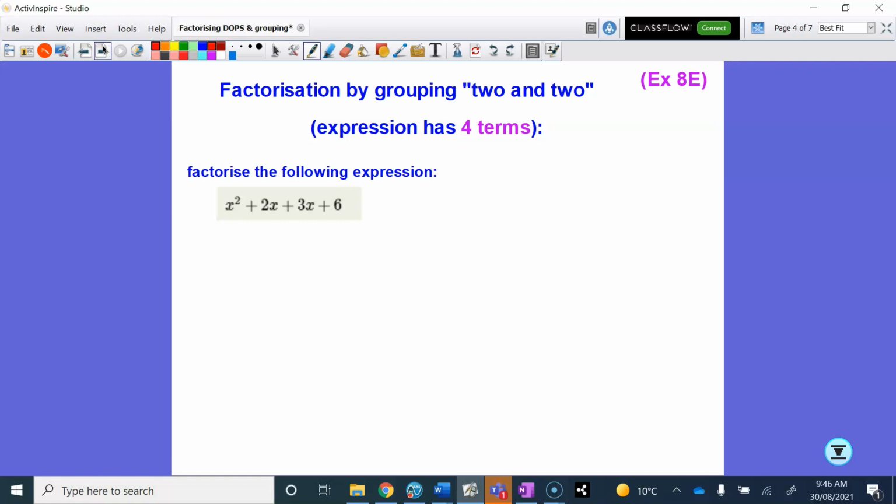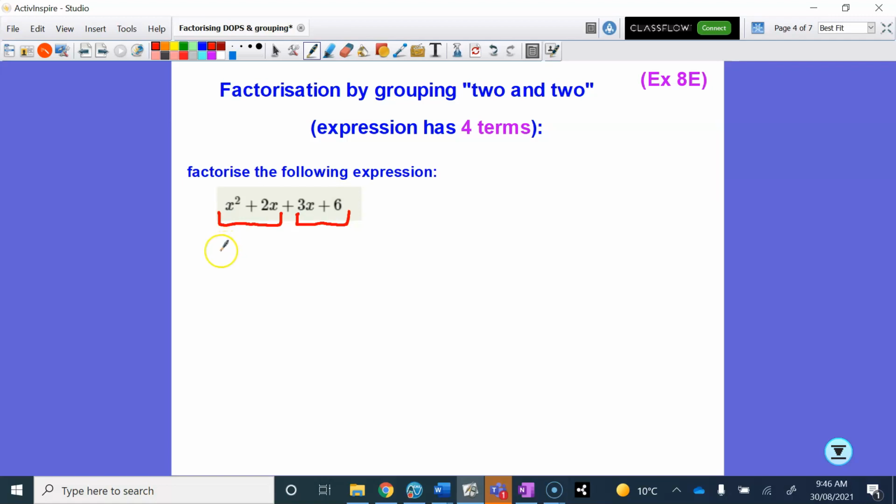So basically what we're going to do first is start by looking at these expressions in terms of groups. Okay, so I'm going to group the first 2 terms together and the second 2 terms together. And what I'm going to try and do is factorise by taking out a highest common factor of the first 2, and then factorise by taking out a highest common factor of the second 2. Okay, and then some nice things happen.